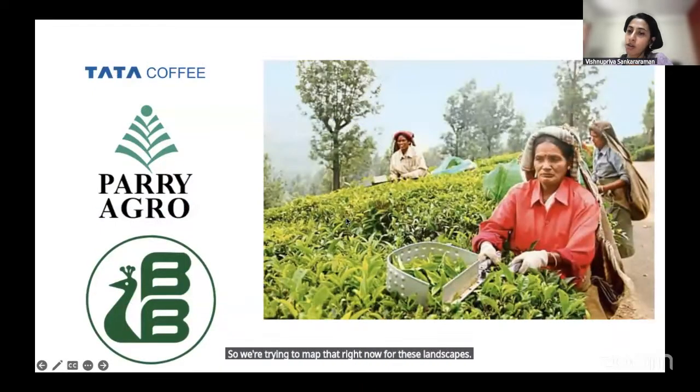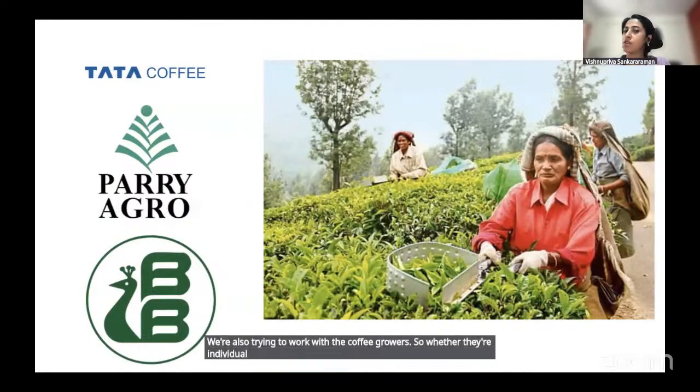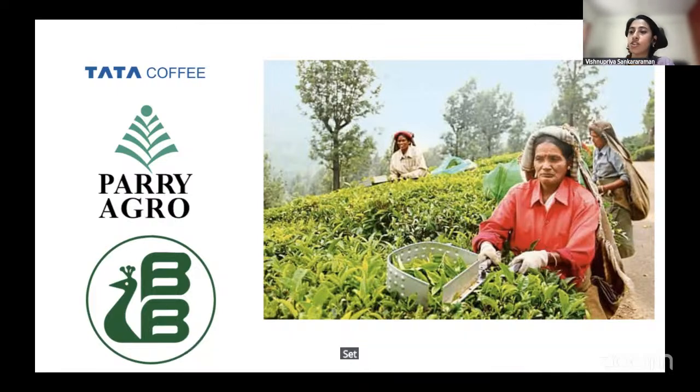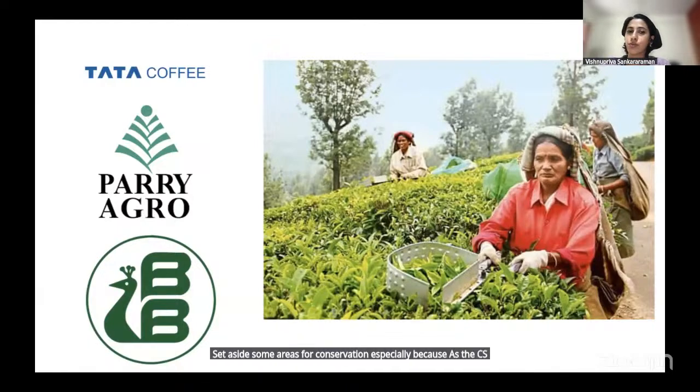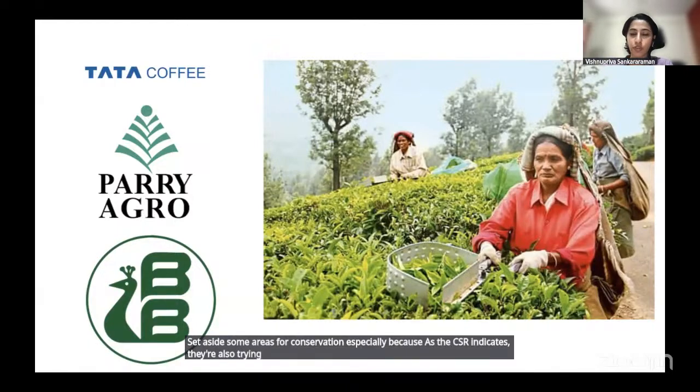We're also trying to work with the coffee growers, whether they're individual plantation owners who own small farms, or big companies like Tata Coffee, Pari Agro, BBTC. These companies have large land holdings, like 1,000 acres upwards. So they're able to really set aside some areas for conservation, especially because, as their CSR indicates, they're also trying to be more sustainable, more eco-friendly.